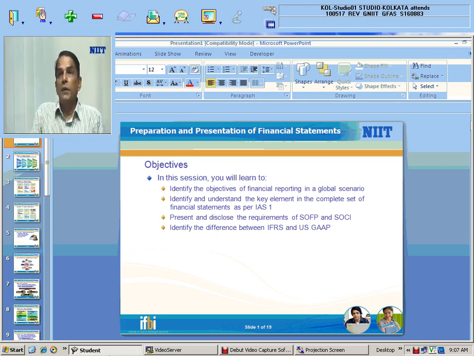So we will try to identify the objectives of financial reporting in the global scenario. We will also try to understand the key elements in the complete set of financial statements as per IAS 1, how to present and disclose the requirements in case of the statement of financial position or balance sheet or statement of other comprehensive income, and the difference between IFRS and US GAAP so far as presentation of financial statements is concerned.